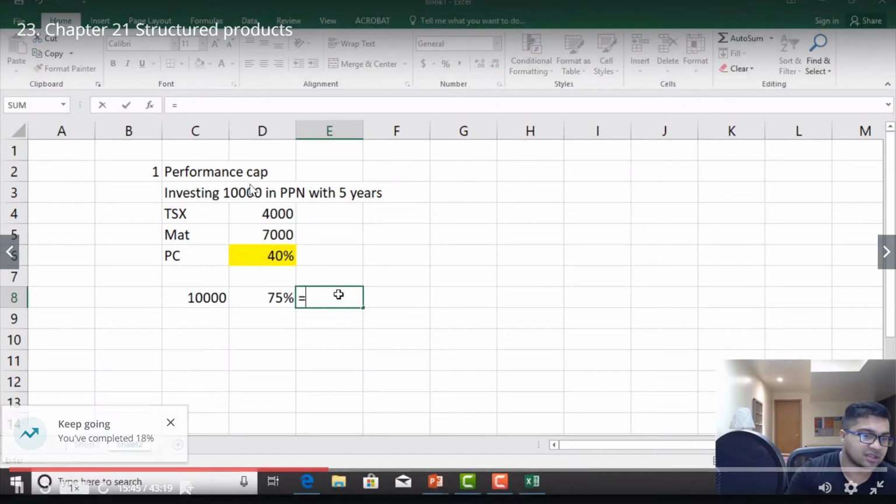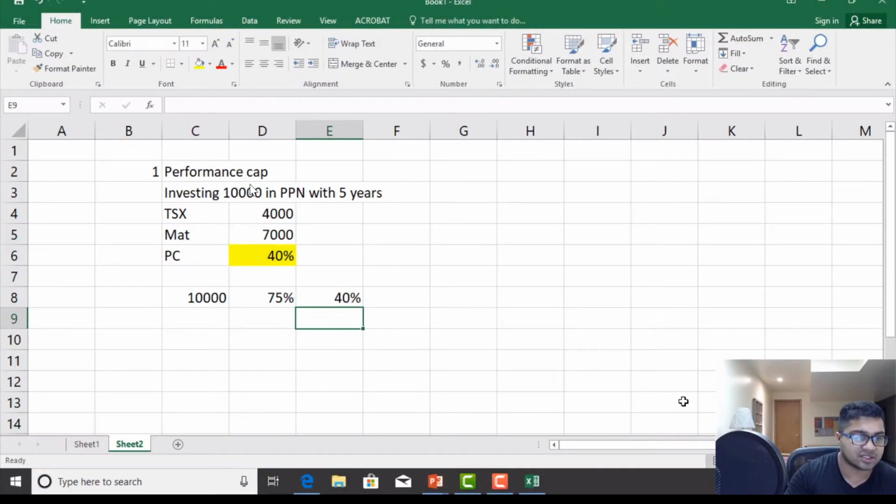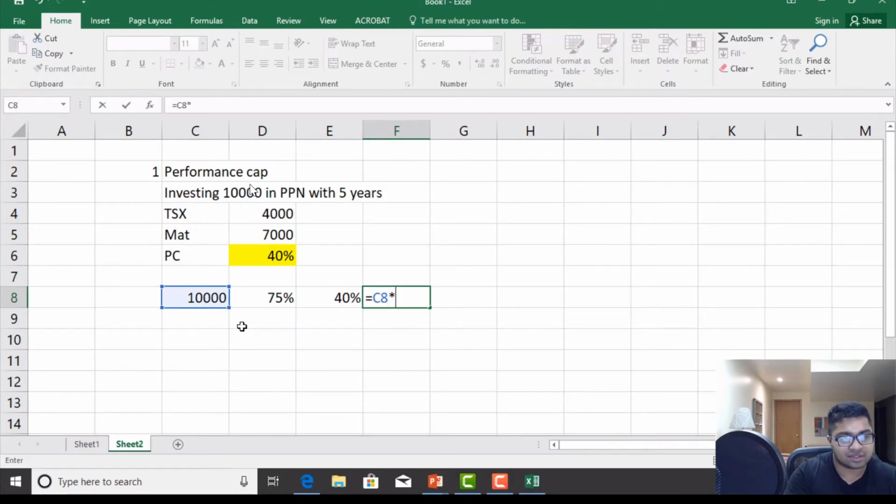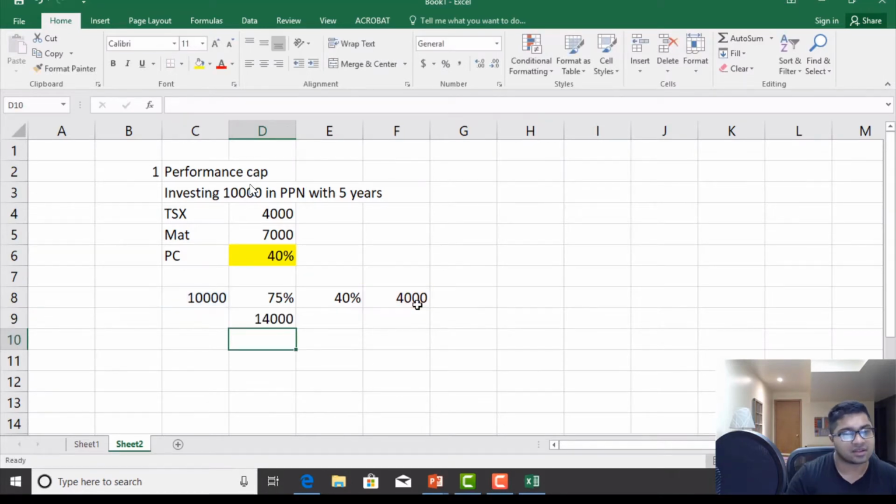The lower percentage is 40, so you're going to get 40% of 10,000, so you're going to make 4,000 plus the interest; 14,000 is the maturity amount.